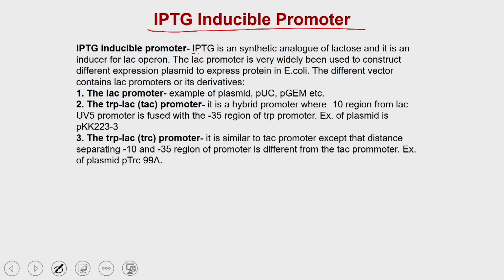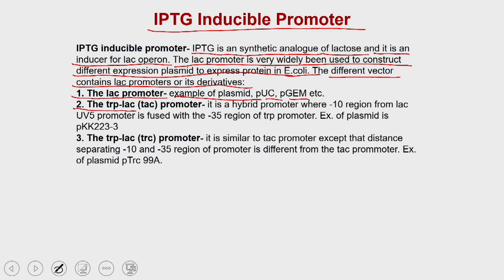IPTG is a synthetic analog of lactose. Mostly the IPTG inducible promoters are the lactose promoter or lac operon, and they are being used to induce the lac operon. The lac operon is very widely used to construct different expression plasmids to express protein in E. coli. The different vectors contain the lac promoter or its derivative. One example is the lac promoter, in plasmids like pUC, pGEM, etc.